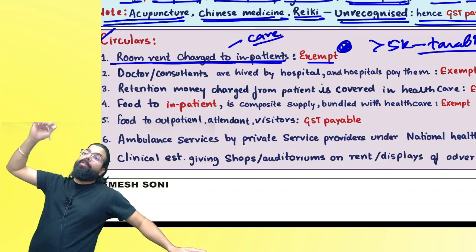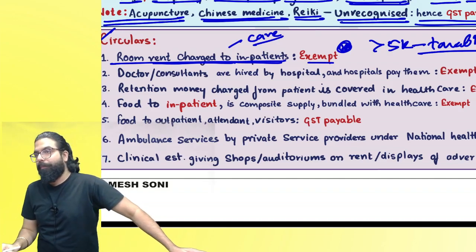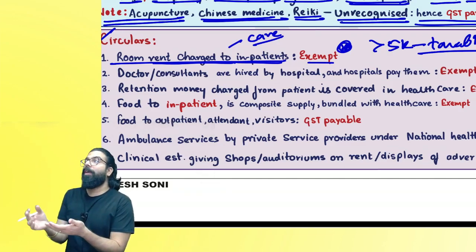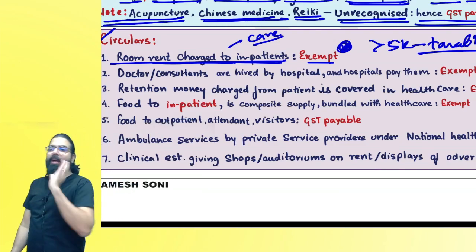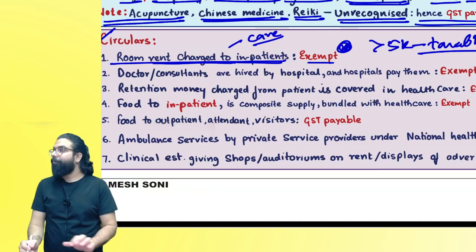Yes, for more than 5,000, the entire amount which is charged will be taxable. Not like a 5,500 charge where 500 rupees will be taxed. No, no. More than 5,000, it is full luxury, full taxable. Can I go ahead, everyone? The next one.